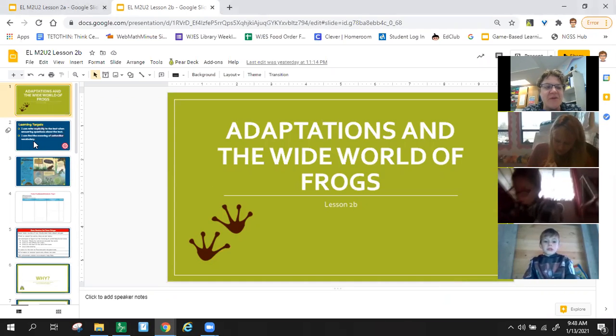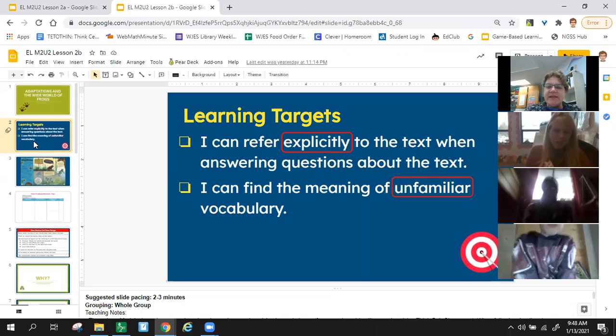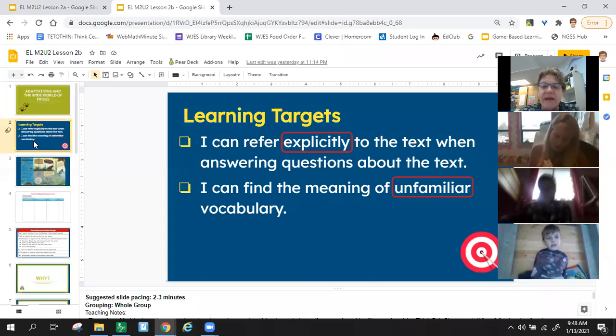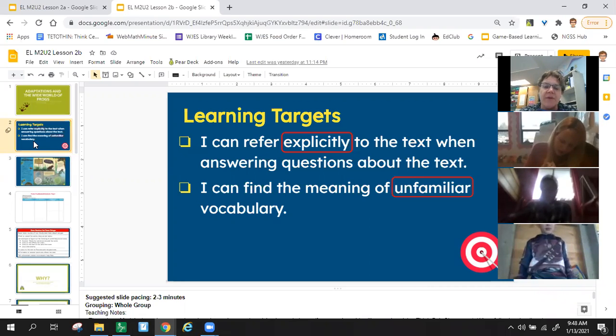We are going to move on to our learning targets. Learning targets look very familiar because they are identical to yesterday's. We are going to be referring explicitly to the text when answering questions. We did a really great job of that yesterday. You will also find the meaning of some unfamiliar vocabulary, and we are going to take a look at what kind of things you can find in the glossary to help you understand vocabulary a little better.